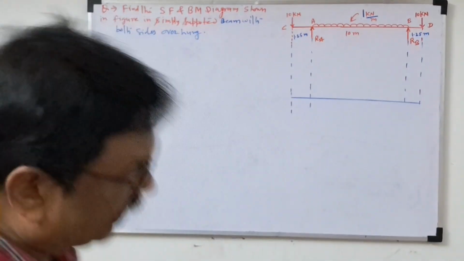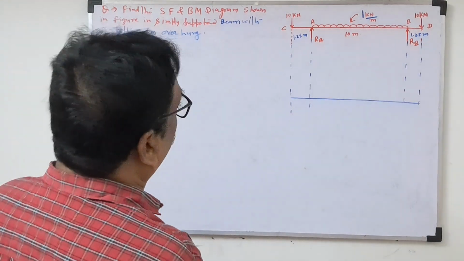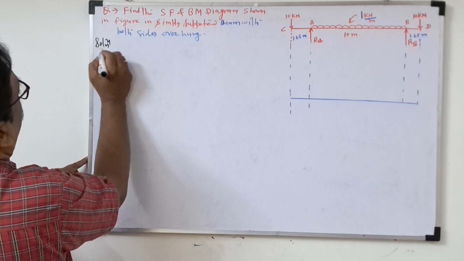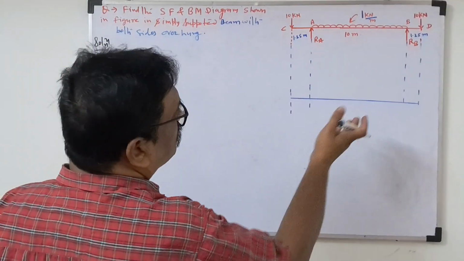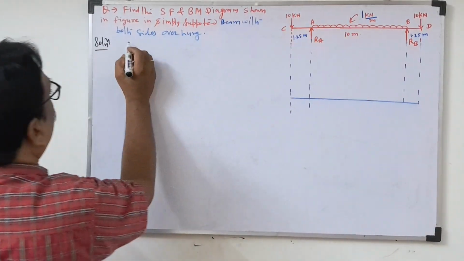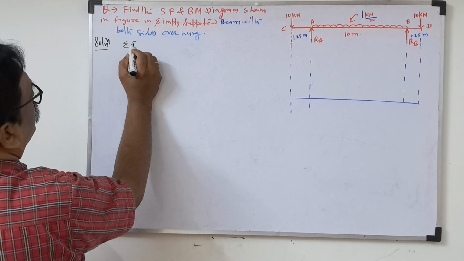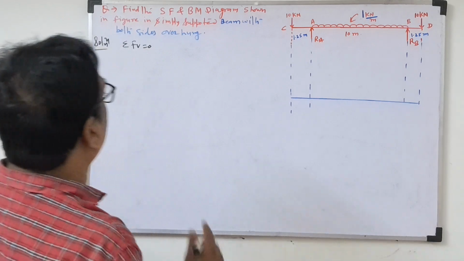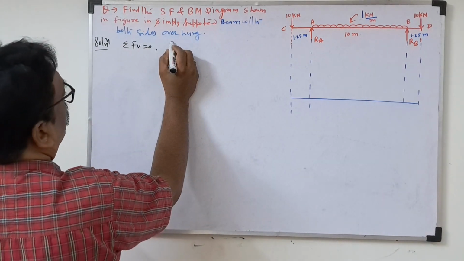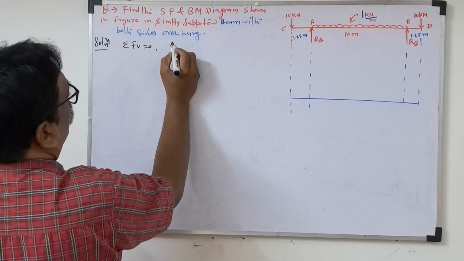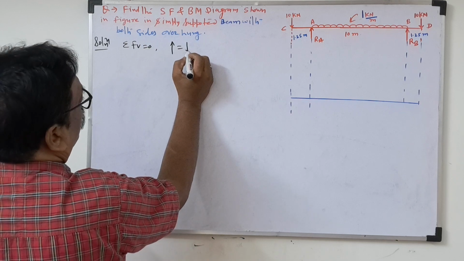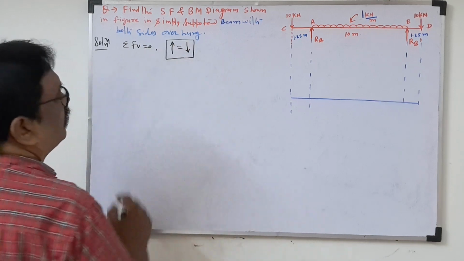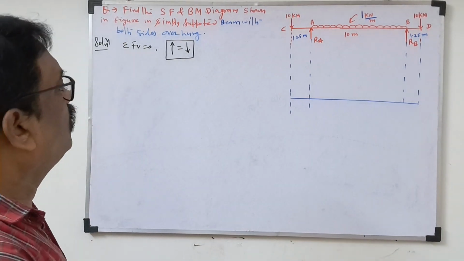Before this, we'll find the support reactions. Always we have to find the support reaction. So how will we start here? Find the support reactions. Two equilibrium equations will be used here. Sigma FH and FV, total horizontal and vertical force will be 0. We have already discussed this a lot of times. Total upward force equals total downward force, we will assume.